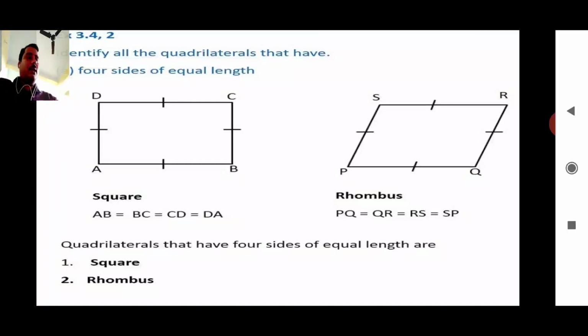identify all the quadrilaterals that have four sides of equal length. So here you can see that ABCD is a square in which AB equals BC equals CD equals DA, and PQRS is a rhombus in which PQ equals QR equals RS equals SP. So quadrilaterals that have four sides of equal length are square and rhombus. You can answer this: quadrilaterals in which all sides are equal are square and rhombus.